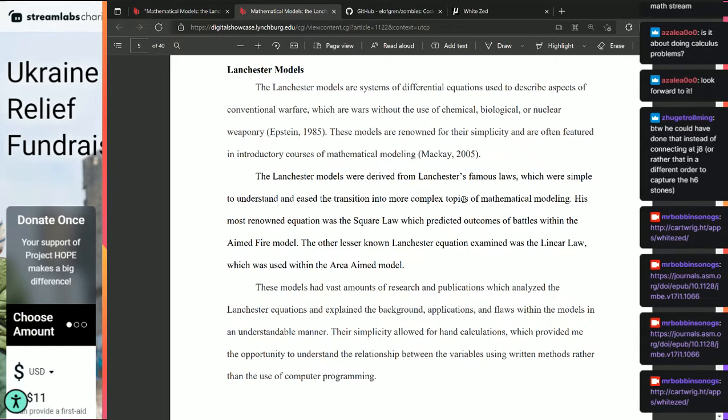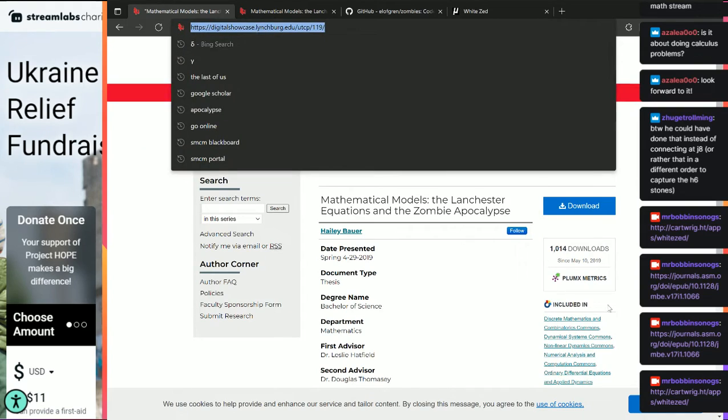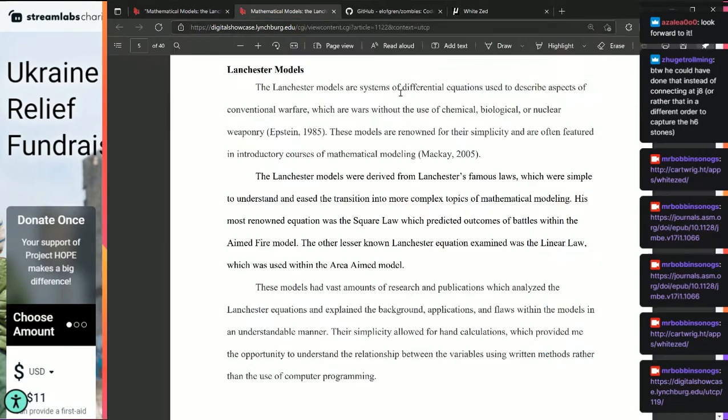and are often featured in introductory courses of mathematical modeling. I'm so glad I picked the zombie apocalypse as a topic. This is riveting. The Lanchester models were derived from Lanchester's famous law, which was simple to understand and eased the transition into more complex topics of mathematical modeling. This is my first session of research on this, so anybody who's watched the stream from the beginning knows just as much about zombie apocalypse models as I do. Well, I do know some differential equations, so I guess I have an advantage on that front. But still, I guess I should post this link to chat so anybody watching can go and read along with me.